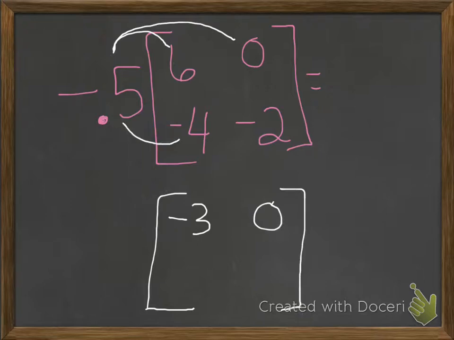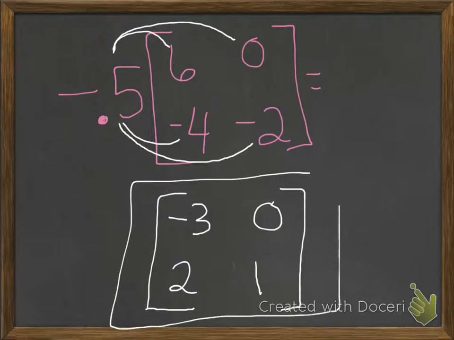Negative 0.5 times negative 4. Negative times negative is a positive. 1/2 of 4 is 2. And then negative 0.5 times negative 2 is going to give you a positive 1, because 1/2 of 2 is 1. And so here is your answer for that one. Negative 3, 0, 2, 1.